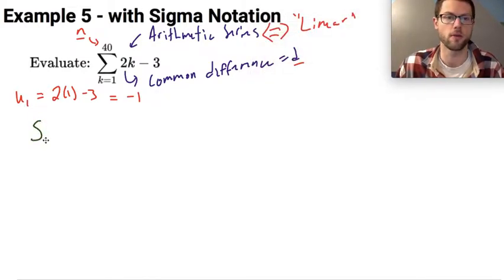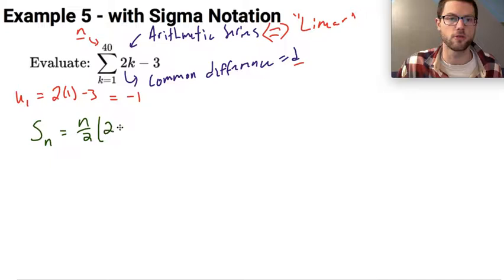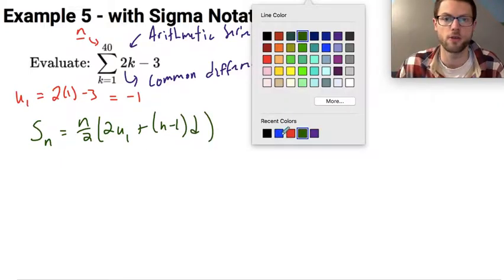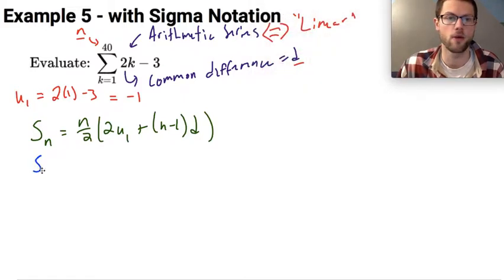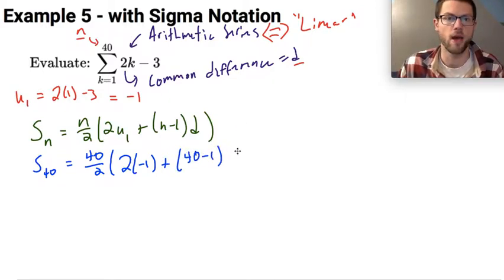S sub n equals n over 2 times 2 u sub 1 plus n minus 1 times d. All right, so since I know all of this stuff, I'm going to choose to use this formula. So in this example, I want to find the sum of a 40-term series, and that's going to equal 40 over 2 times 2 times negative 1 plus 40 minus 1 times my common difference, which is 2.